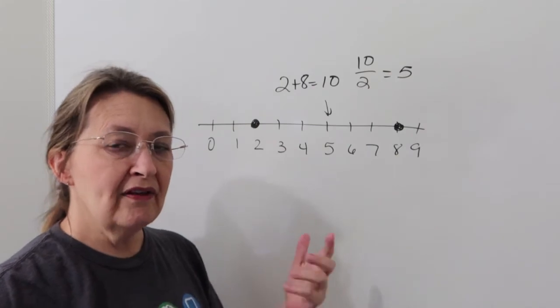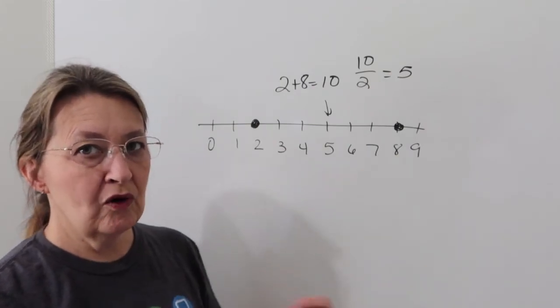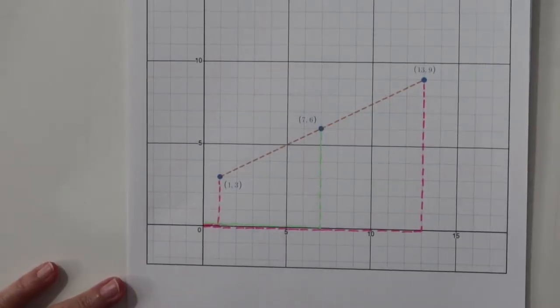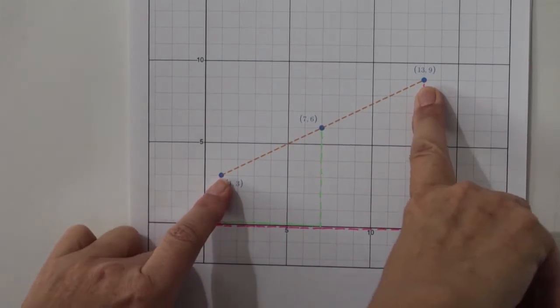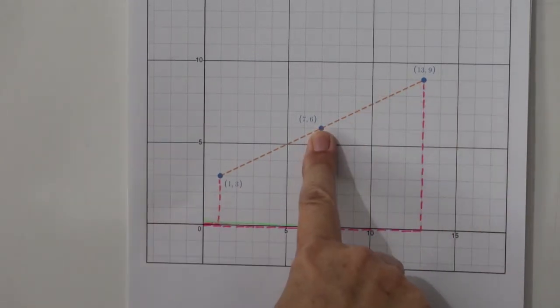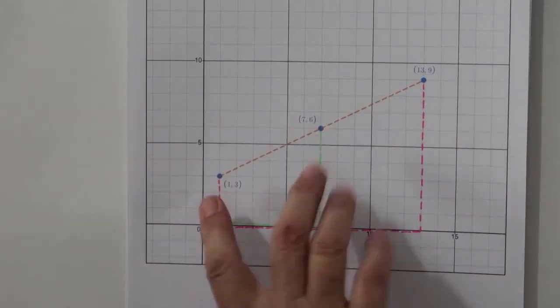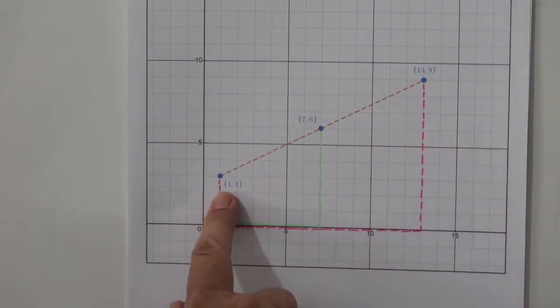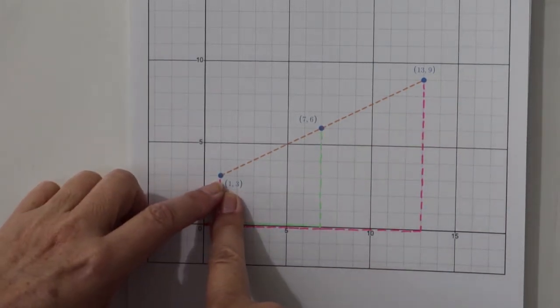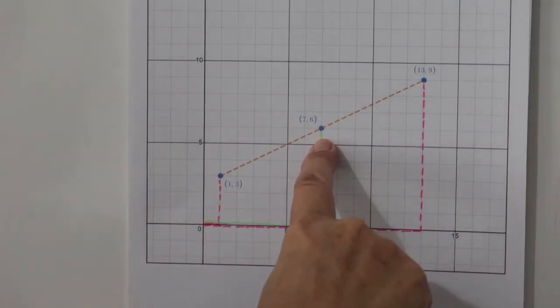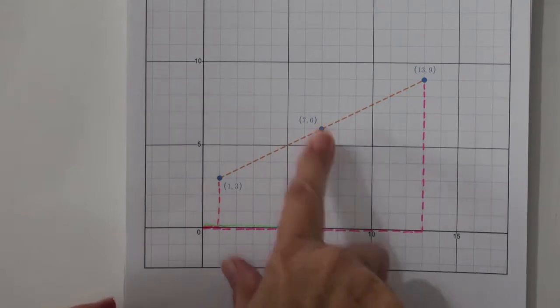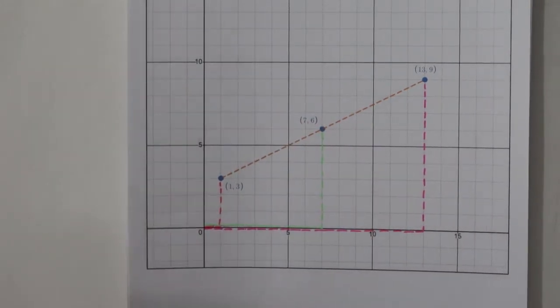Okay, now let's look at how this relates to what's on a coordinate graph. Okay, so here's the scenario on a coordinate graph. We have a line segment that goes between these 2 points, and we want to find this midpoint here. Well, let's just look at this definite example I have. This segment starts at the point 1, 3, and it goes to the point 13, 9, and the midpoint is at 7, 6.